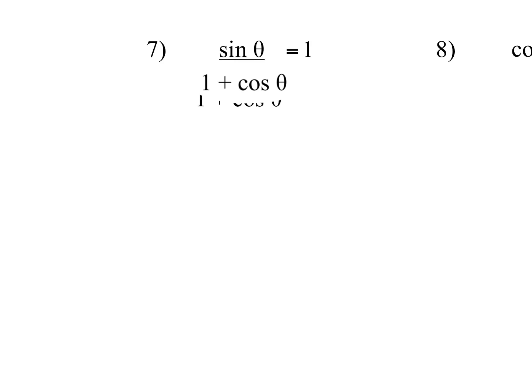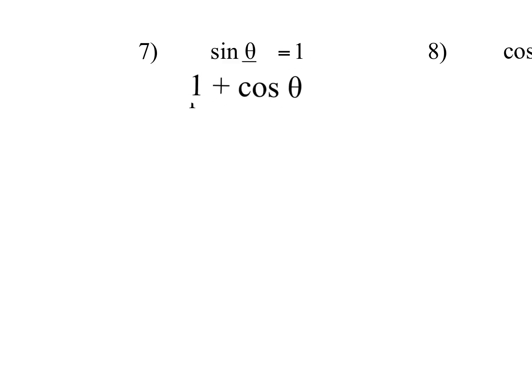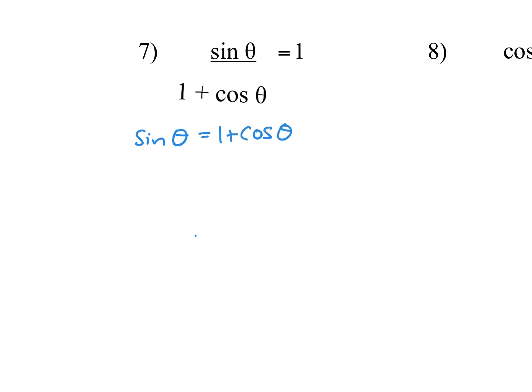So we have sine of theta divided by 1 plus cosine theta. I don't know if that helped or not. This is a tricky one. I'm going to start by multiplying both sides, getting rid of my fraction. I will have sine theta equals 1 plus cosine theta. And at this point, I'm feeling a little unsure. I'm not quite sure where to go.